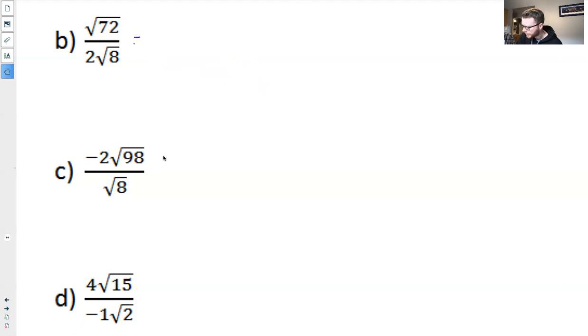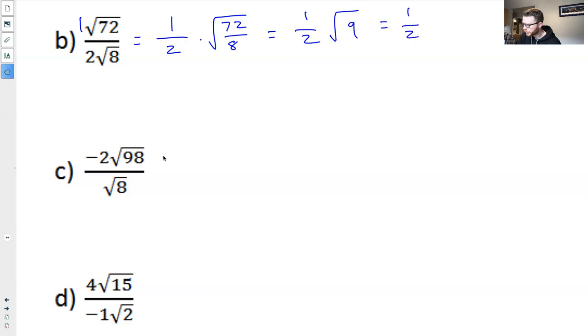Okay, so we can rewrite this. There's a 1 in front of that root 72. So it can be 1 over 2 multiplied by 72 divided by 8. So it is 1 over 2 multiplied by the square root of 9, which is 1 over 2 multiplied by 3. And half of 3 is 1.5, or 3 over 2 if you're in fractions.